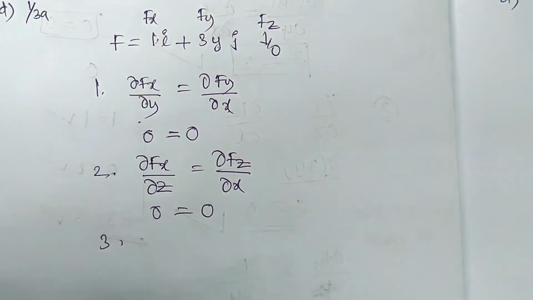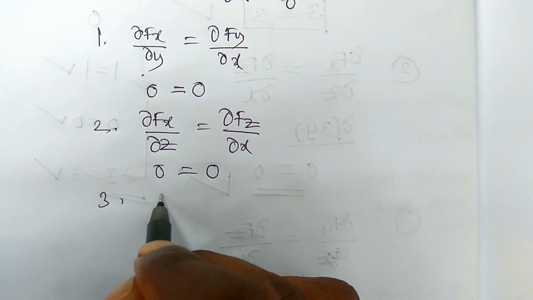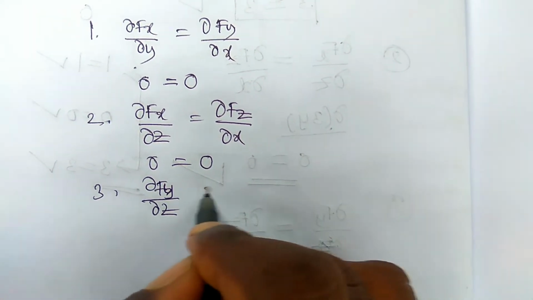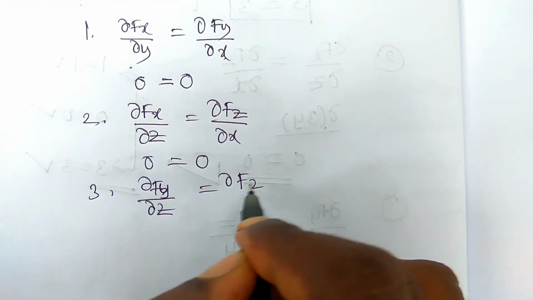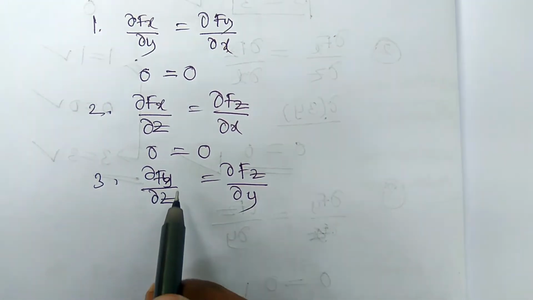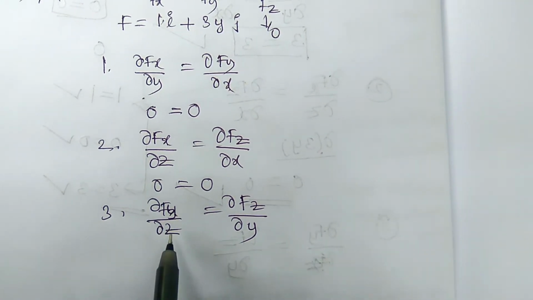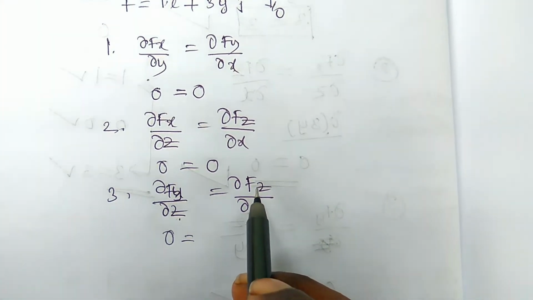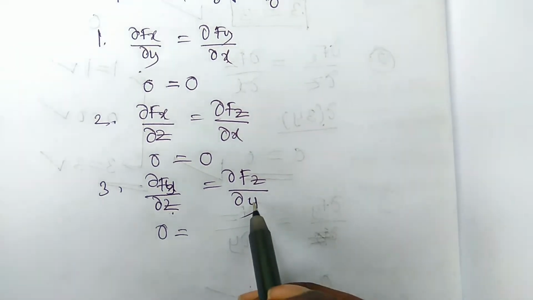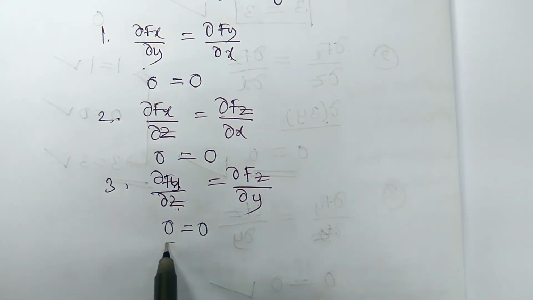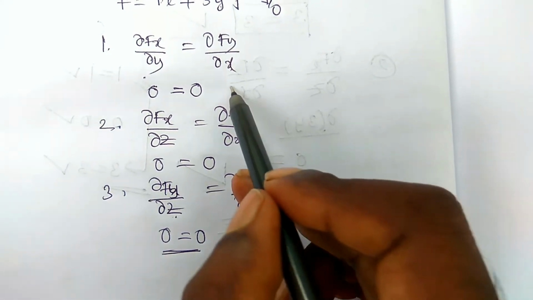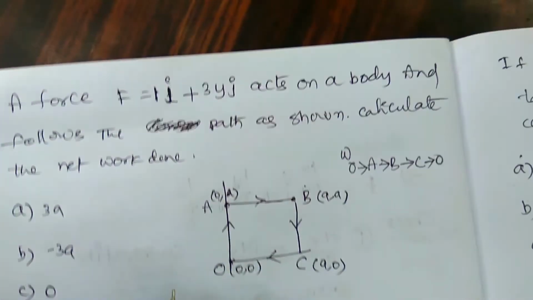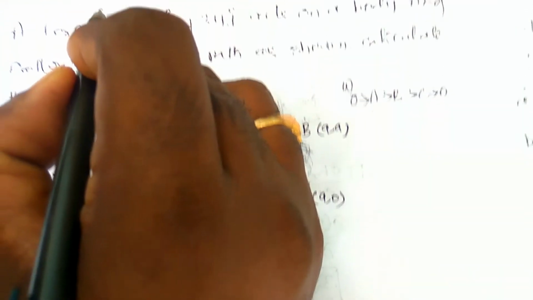And coming to the third condition, del Fy by del z is equal to del Fz by del y. Fy is nothing but 3y, and with respect to z it is also constant. And Fz is also 0, with respect to y it is also constant. So the three conditions are satisfied, hence we can say that the force is conservative.